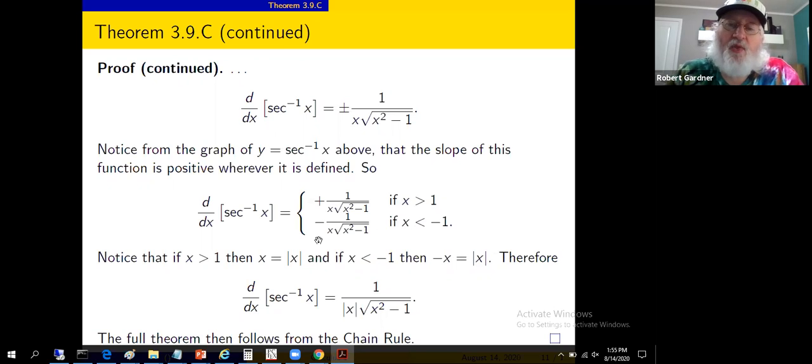We need to make sure the whole thing is positive. Well, the square root part's positive, 1 is positive, and in this case, x is negative. So we need to stick an extra negative sign out front. Now we've got a negative times a negative times a positive times a positive. The whole thing is positive. So we have to introduce the negative sign there. What you can then say is, if x is greater than 1, then the absolute value of x and x are the same thing because x is positive, and we can stick an absolute value there, and that doesn't change anything.